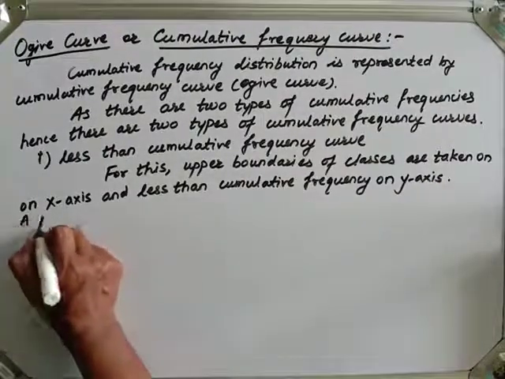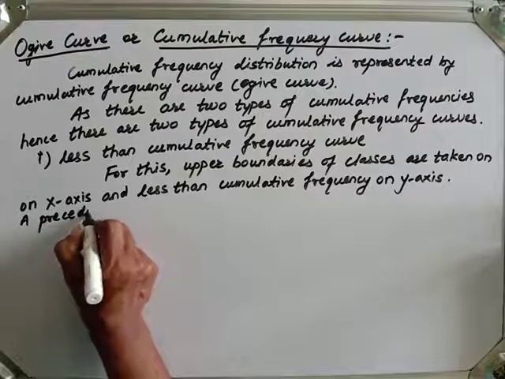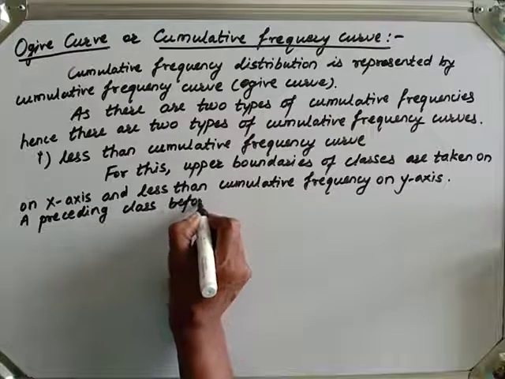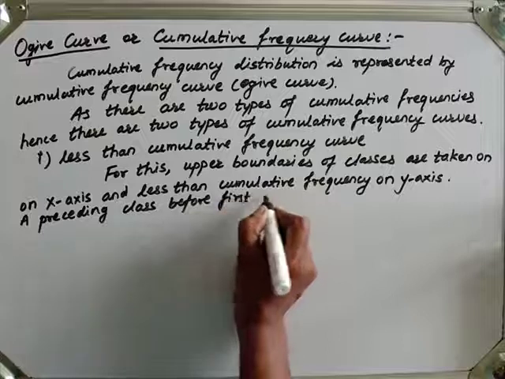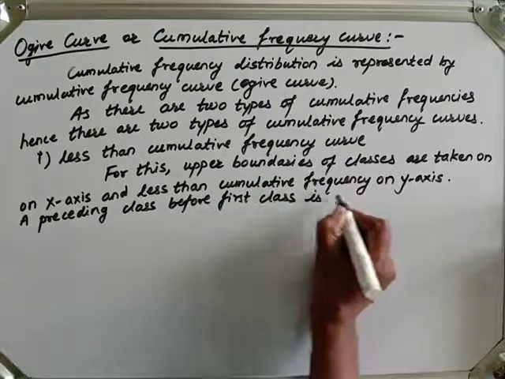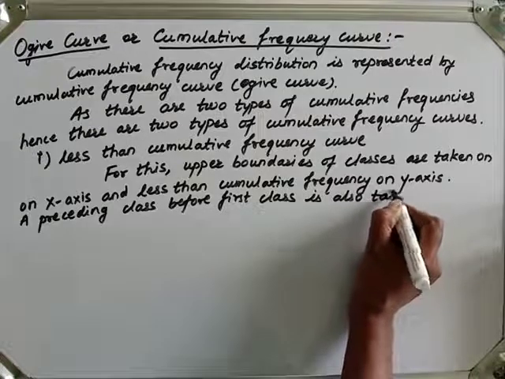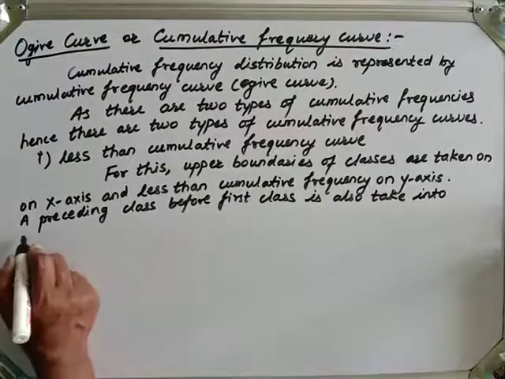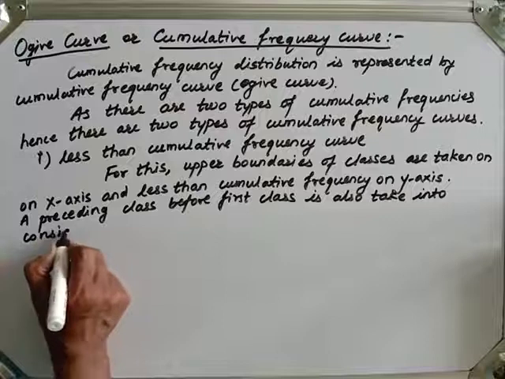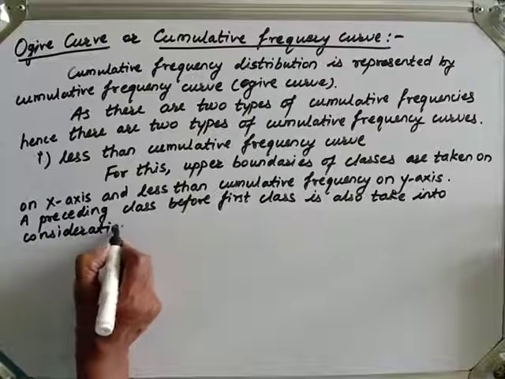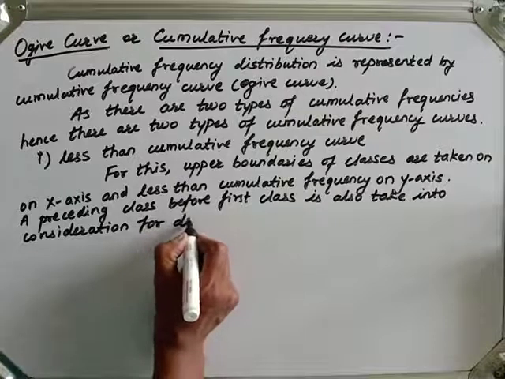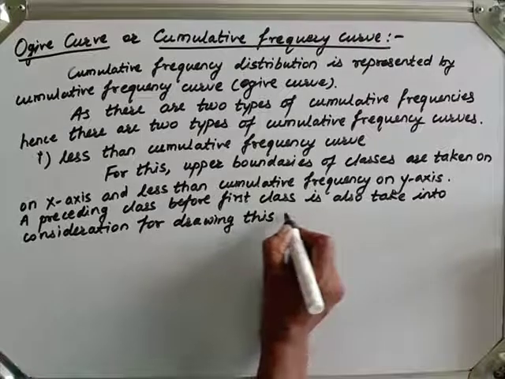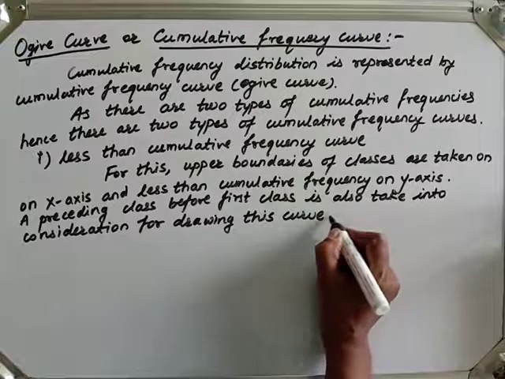A preceding class before the first class is also taken, and its cumulative frequency we have to take as 0. For drawing purposes, we consider that preceding class and its cumulative frequency as 0.